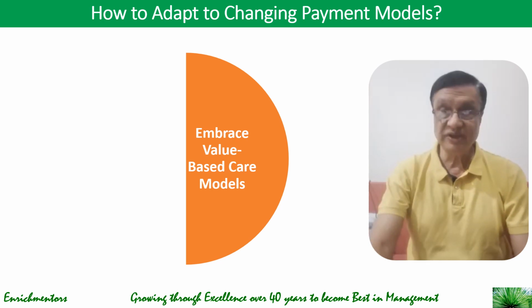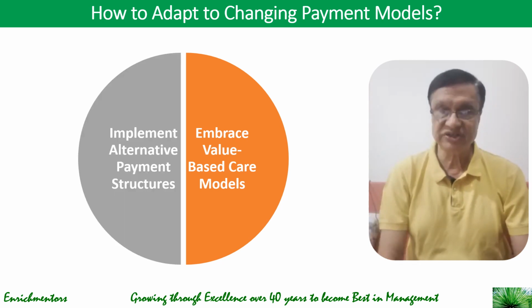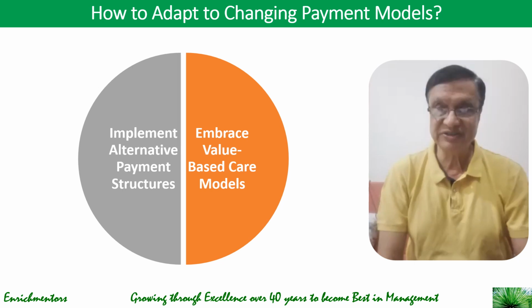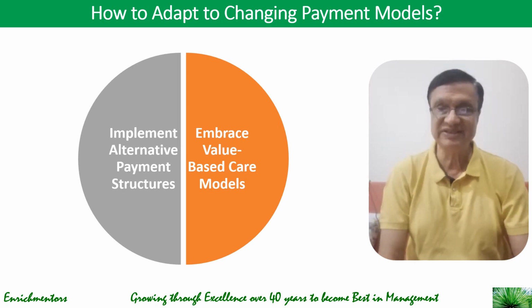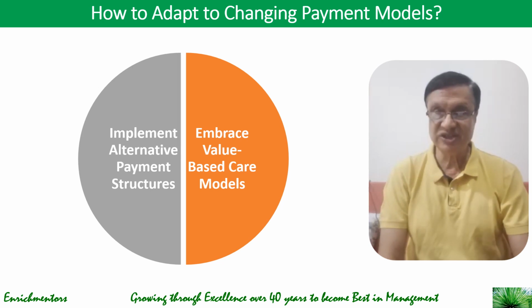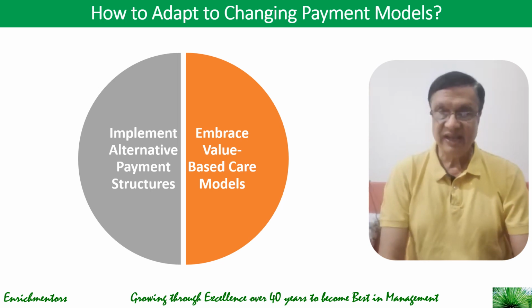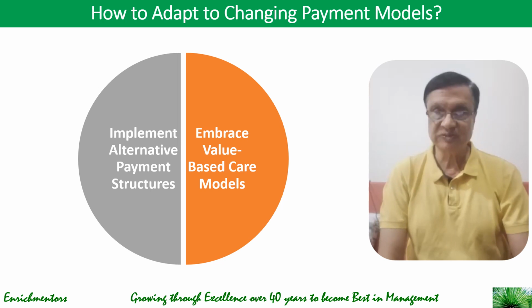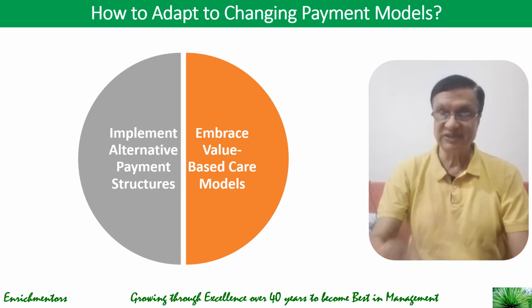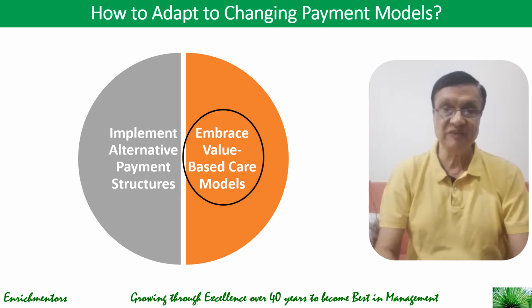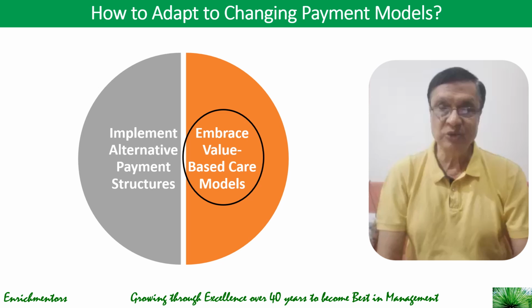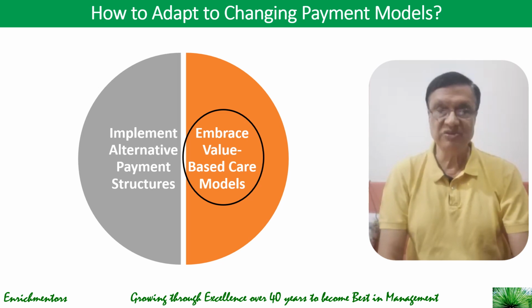Second thing you need to do is to implement alternate payment structures, right? Adapt your billing and RCM processes to handle the complexity of alternate payment models. Now, these models are accountable care organizations, ACOs, or bundled payments. And there you need to ensure smooth revenue capture in evolving healthcare markets. So that's broadly the two things. Let's take a look at each of these, starting with how to embrace value-based care models. So how do you think you can do that?